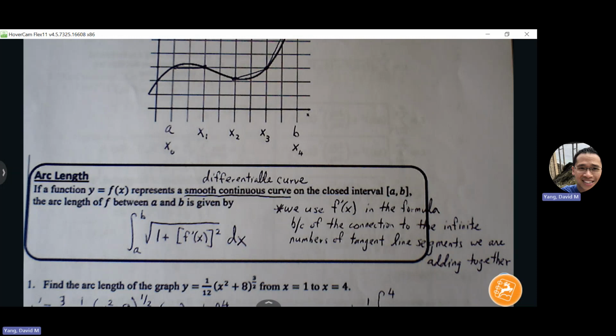So here, that 1 plus f prime of x squared kind of resembles that distance formula, but it's adapted so that it can adjust to the formula that we want. And the square root also reminds you of the distance formula. And then that integral from a to b allows us to essentially add up infinitely thin short line segments. We're finding distance, we're accumulating all the small distances across the entire region. So we use f prime in the formula because of the connection to the infinite number of tangent line segments we are adding together.